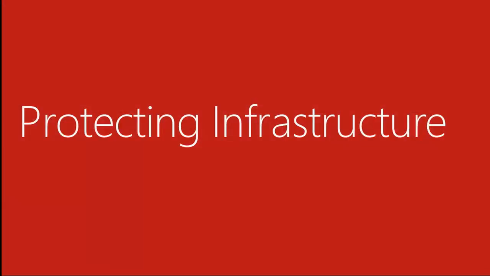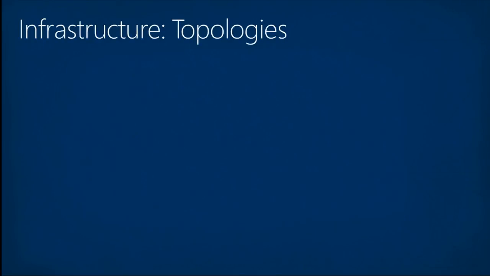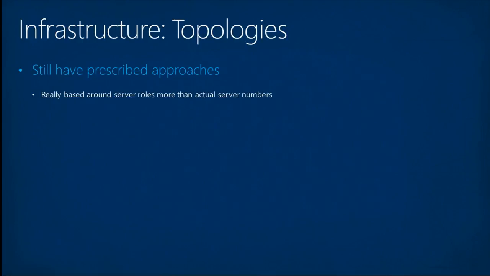So, what about protecting the infrastructure? Well, 2013 has some topology. If you think where we came from, 2003, very prescribed topologies. Very prescribed. It would even complain at you if you got it wrong. 2007, a little bit better, kind of more scale. 2010, still prescribed. We went to 2013. We still have some prescribed, but this time it's not really based around number of servers as such. It's really based around roles and the things you want those servers to do.